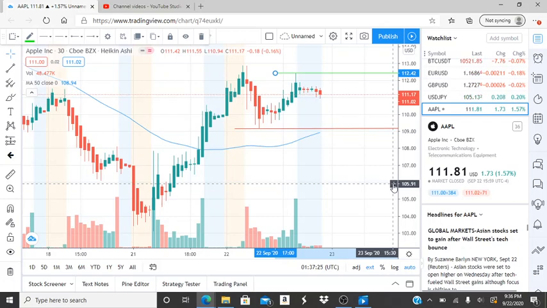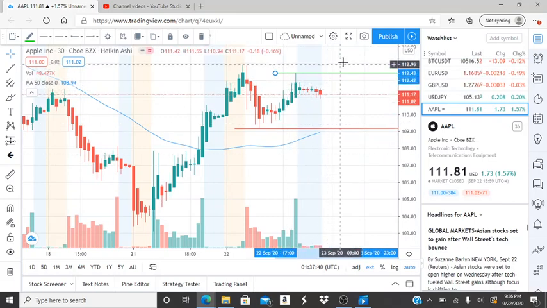But 112.88 does need to be broken through, right? Whoa, I said that wrong. It does need to be broken through, has to be broken through by the bulls to be able to reach newer highs and move further away from the 50-day moving average in an upward direction.